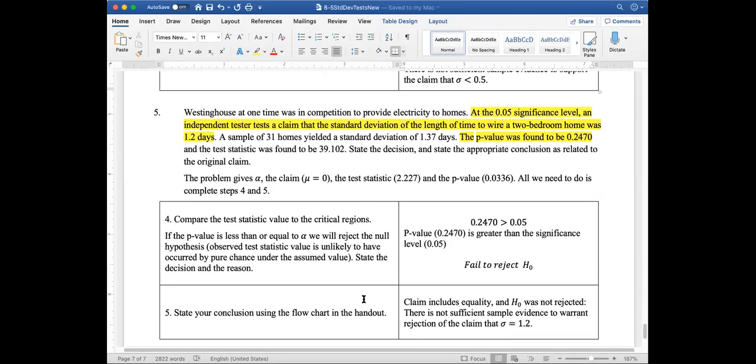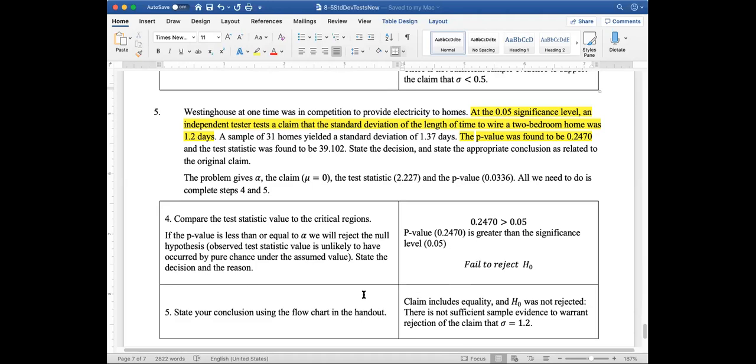All right, let's look at the last problem. Westinghouse at one time was in competition to provide electricity to homes. At the alpha equals 0.05 significance level, an independent tester tests a claim that the standard deviation of the length of time to wire a 2-bedroom home was 1.2 days. A sample of 31 homes yielded a standard deviation of 1.37 days. The p-value was found to be 0.2470, and the test statistic was found to be 39.102. State the decision and state the appropriate conclusion as related to the original claim.